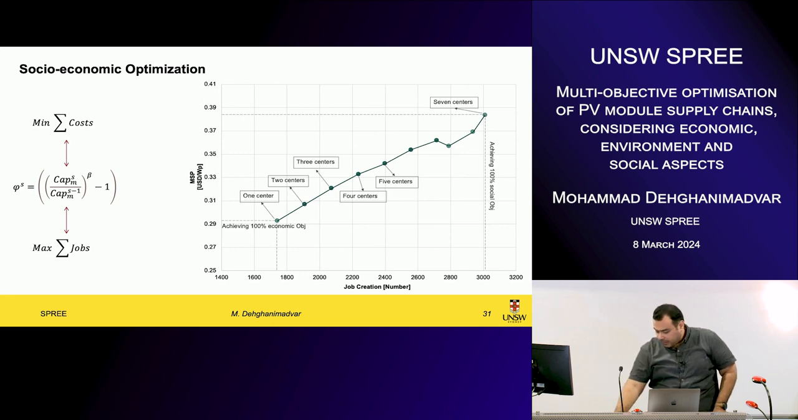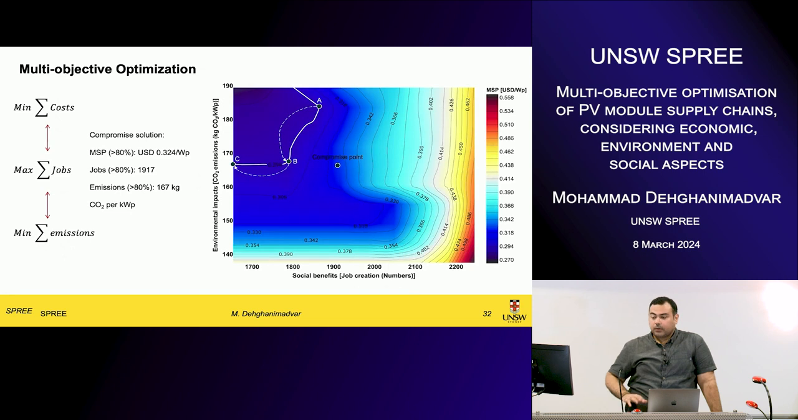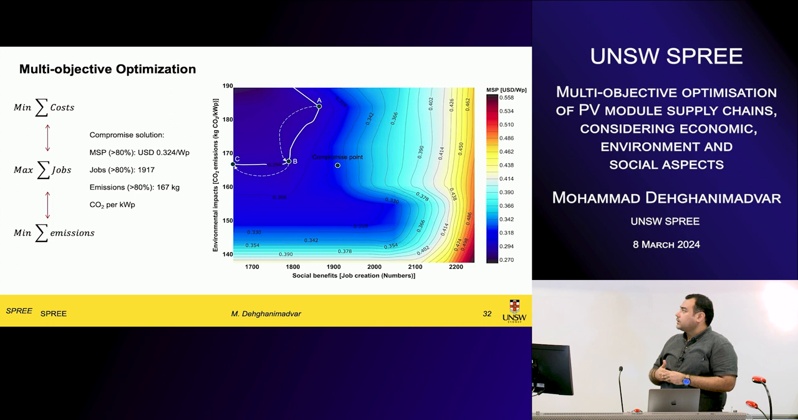And finally, in my last question, I try to see the bigger picture. What happens if you want to have all three objectives together? What would be the cost? How many jobs can we create? And what is the carbon intensity? On the y-axis, you can see carbon intensity. On the x-axis, you can see the number of jobs.